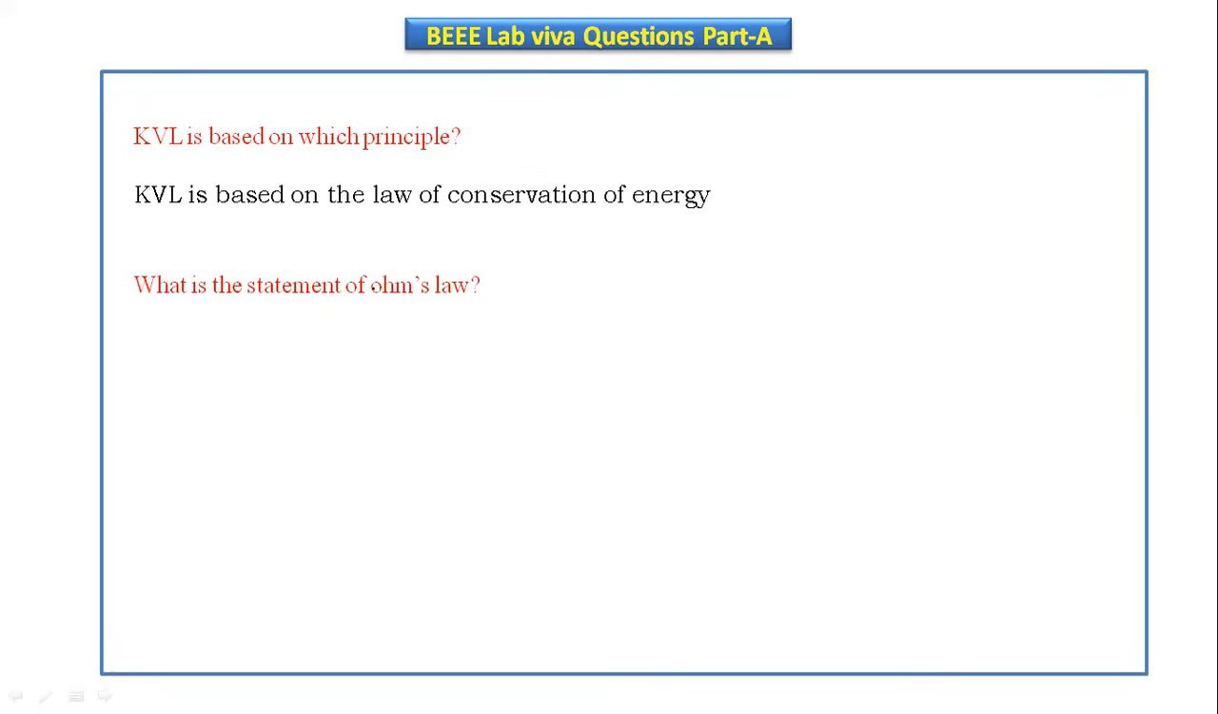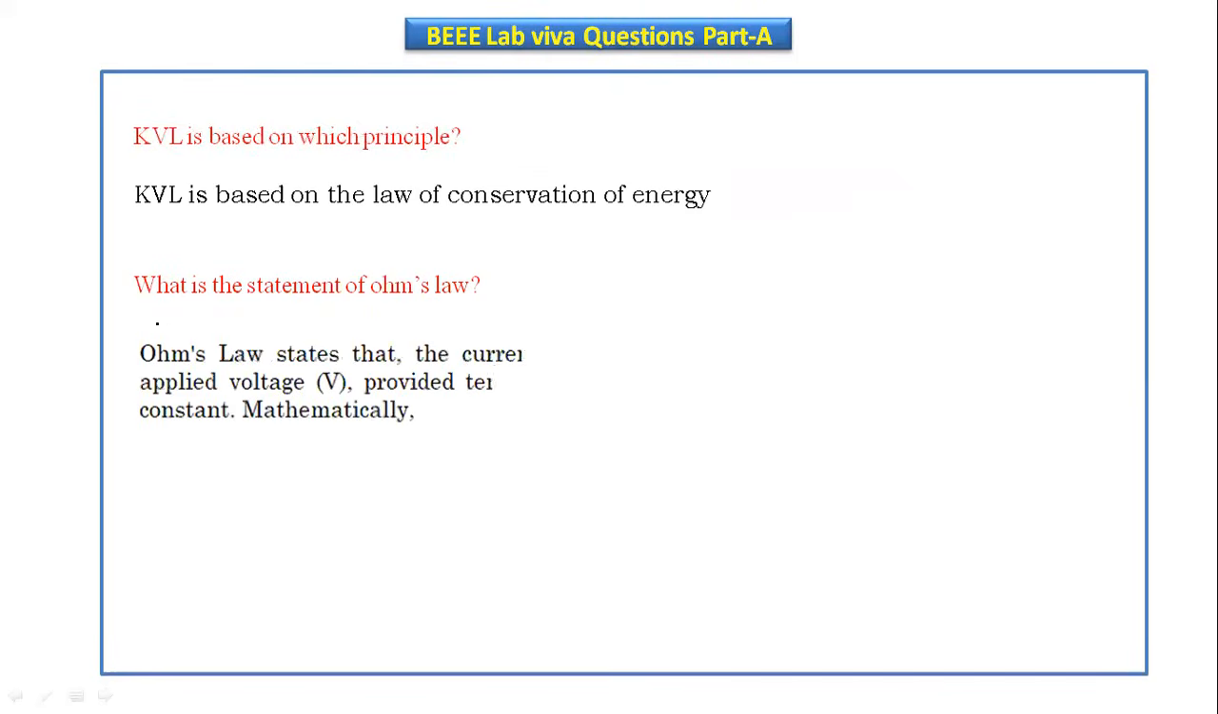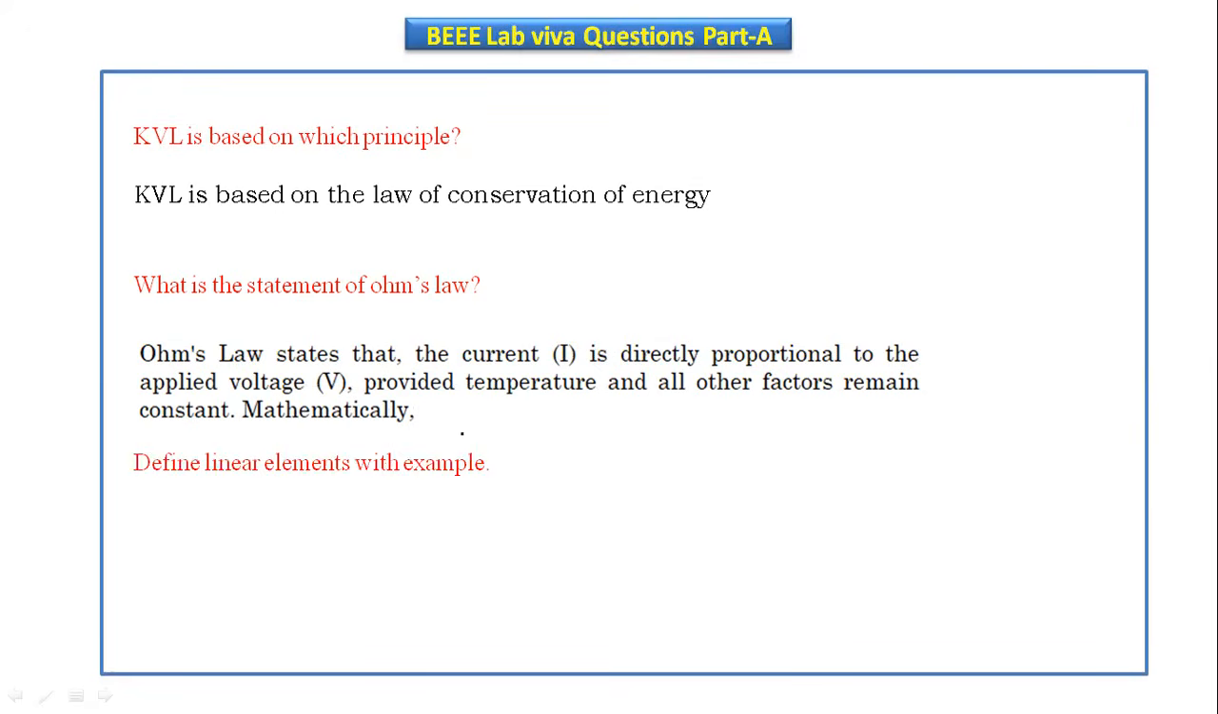Next, what is the statement of Ohm's law? Ohm's law states that the current I is directly proportional to the applied voltage V, provided temperature and all other factors remain constant. Mathematically, we can write it as V is equal to I into R, or I is equal to V by R, or R is equal to V by I.